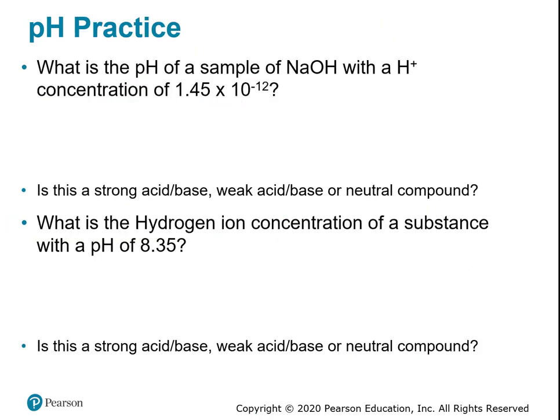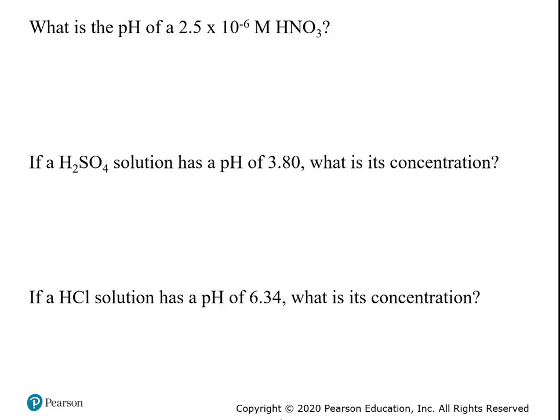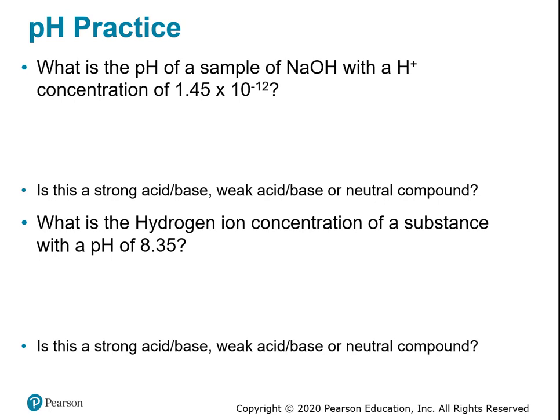So we've got that one, we'll do these two, and then I'll let you do the last one for homework, and then we'll practice it again next time. So this one, what is the pH of a sample of sodium hydroxide with a hydrogen ion concentration of 1.45 times 10 to the minus 12? And that should be capital M, should be molar. And then, is this a strong acid or base, a weak acid or base, or is it neutral?